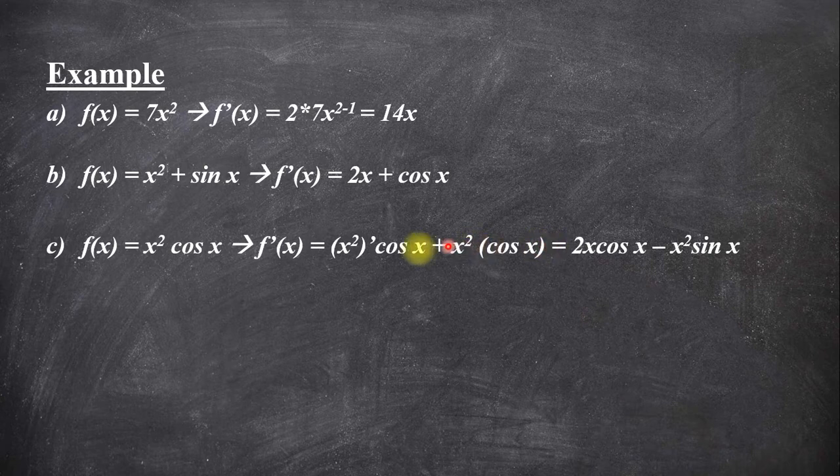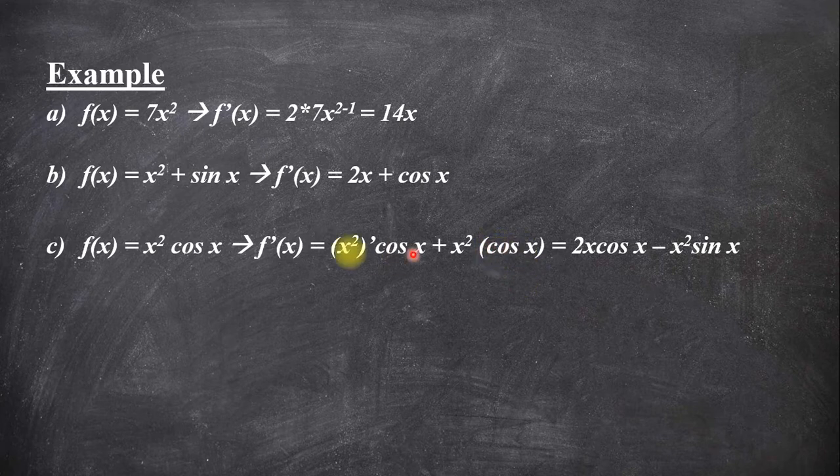Okay, first we derivate this, 2x times cos x, plus x squared, and the derivative of cos x is negative sin x, so we get x squared sin x with the minus. Okay, you have to correct it.